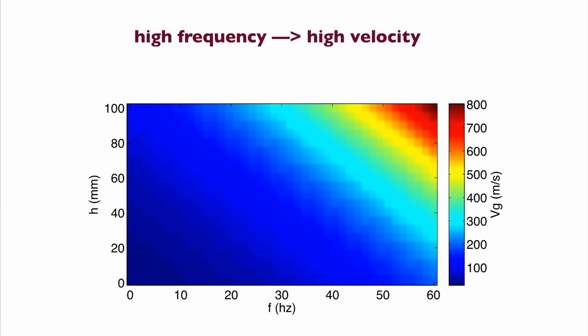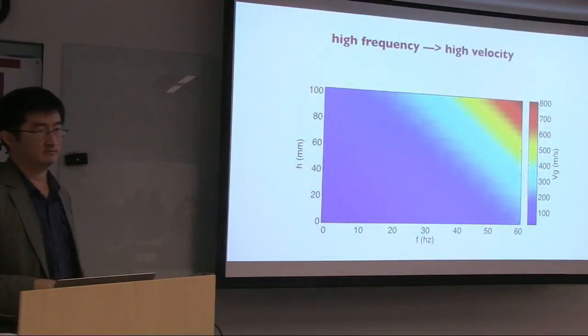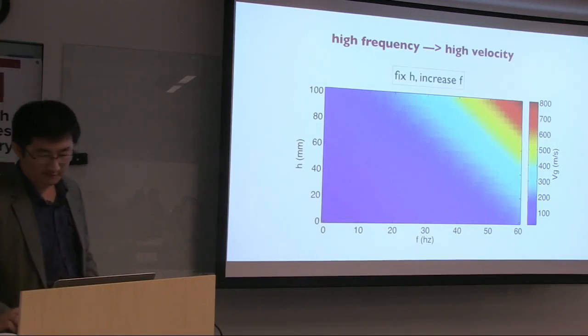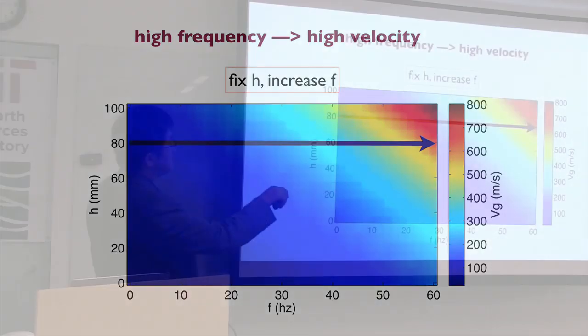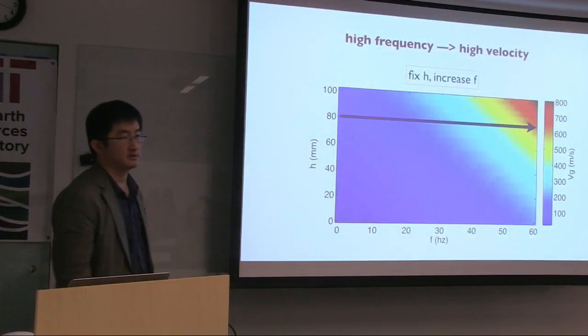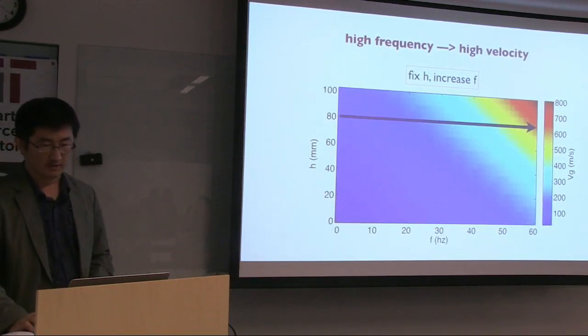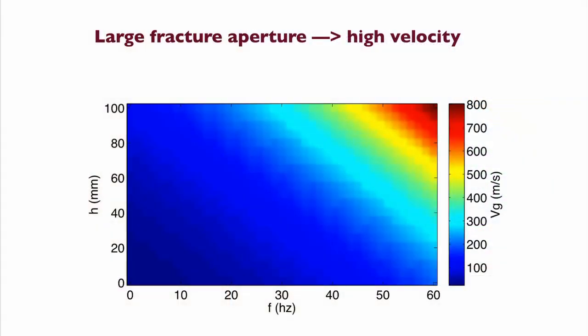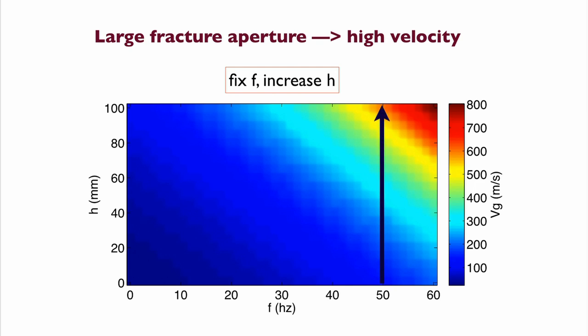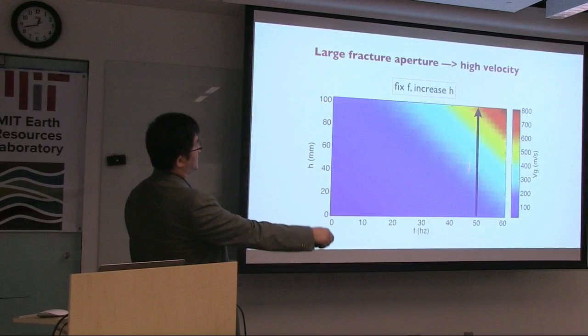So there are 2 characters. One is high frequency wave, high velocity. Okay, we fix aperture and we increase the frequency of the wave. So you can see the group velocity increases as you increase frequency. So that's one thing, high frequency, high velocity. And the second character is large aperture, high velocity. So in this, we fix frequency, we increase the aperture of the fracture. So again, you have a high velocity.